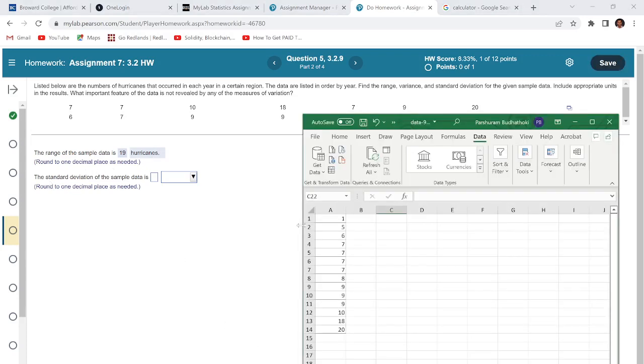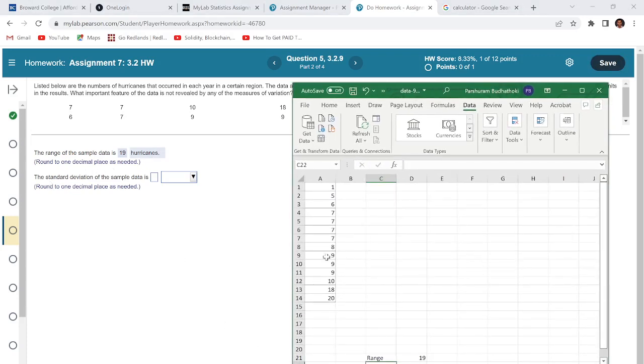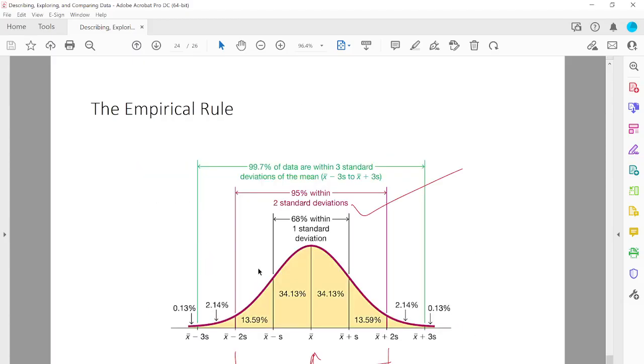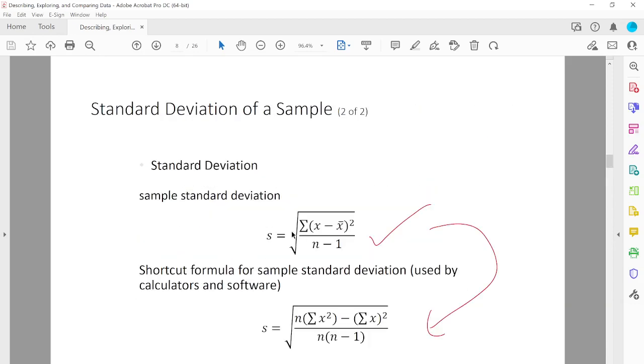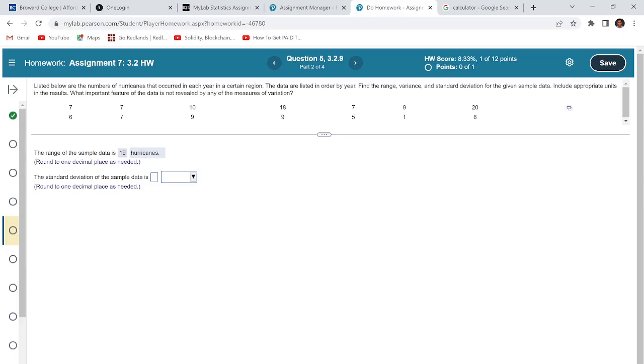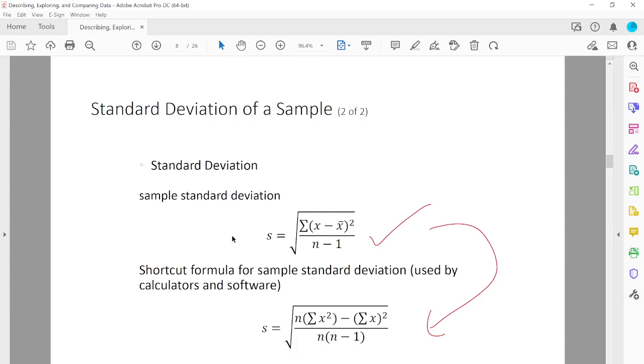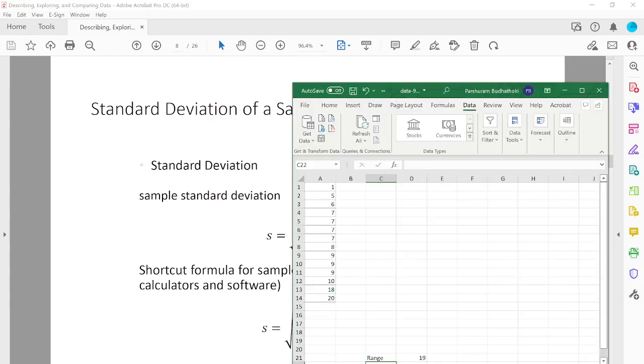Now for finding the standard deviation, we can use the same Excel sheet here. Remember, there is a formula we need to use for finding the standard deviation. These are the two formulas. This is the formula for finding the standard deviation for the sample. Look at here, given sample data. This is the sample data. So we are going to use this formula. As you can see, you need to find the average, find the difference between the data and the average, square it, find the sum, and divide that by n-1. So I'm going to do that here.